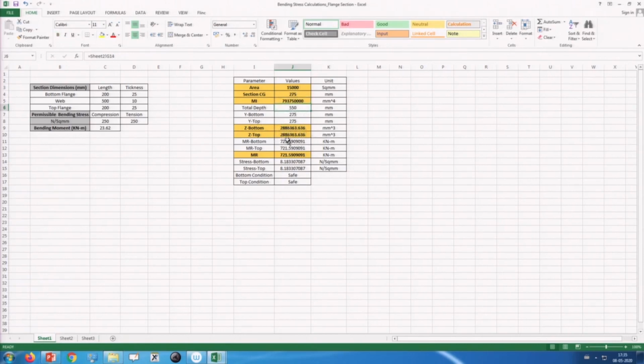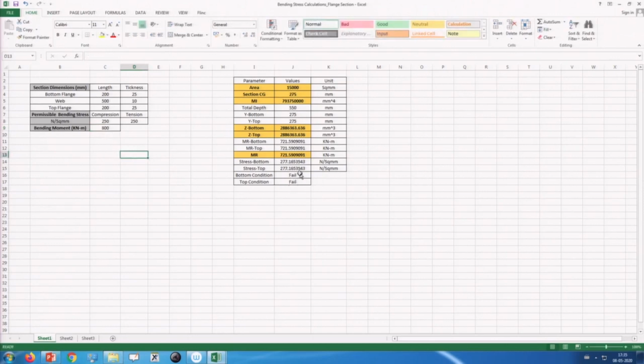So, the Z bottom, Z top, and this is the MR, the moment of resistance of the section, and those are the stresses in the topmost and bottommost fibers. So, the stress of the top and bottommost sections is like this. Suppose if I put a higher value than 721, suppose if I put 800, then you will see that those stresses will fail.